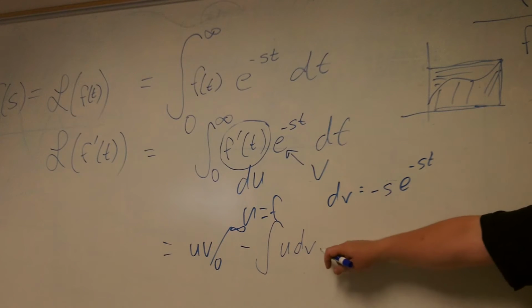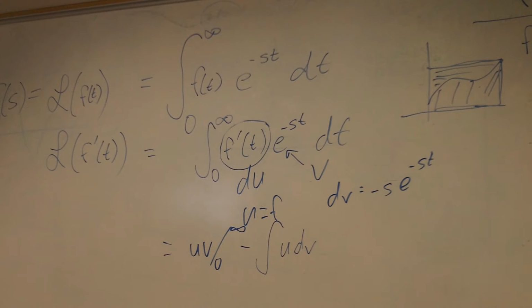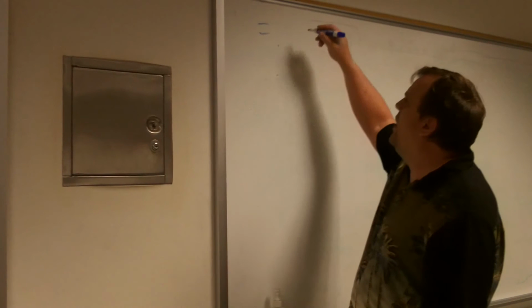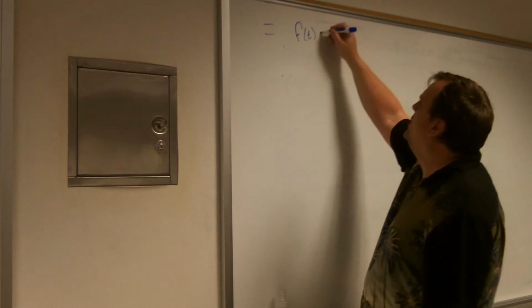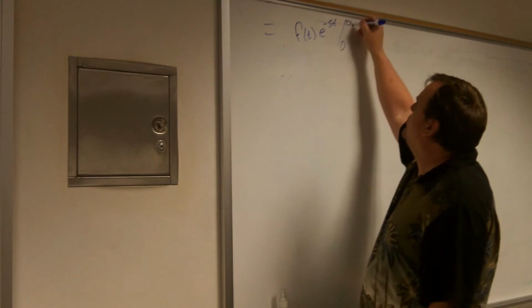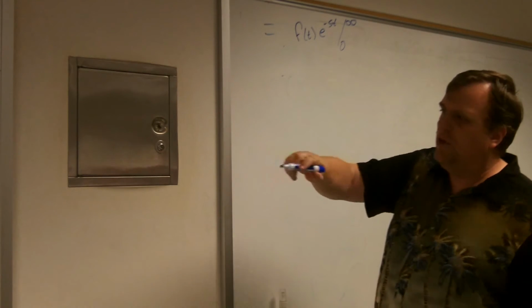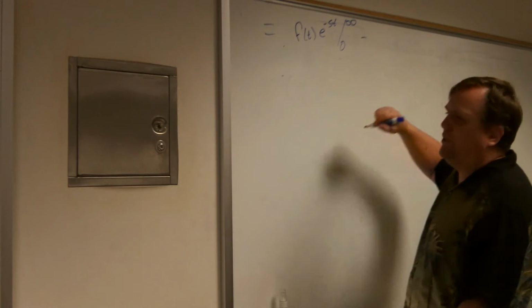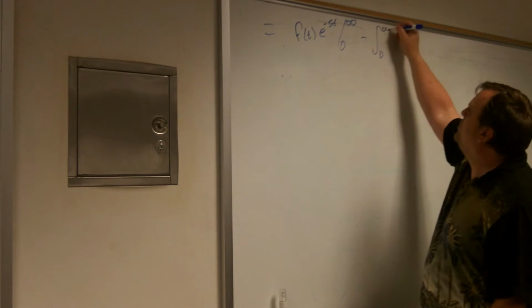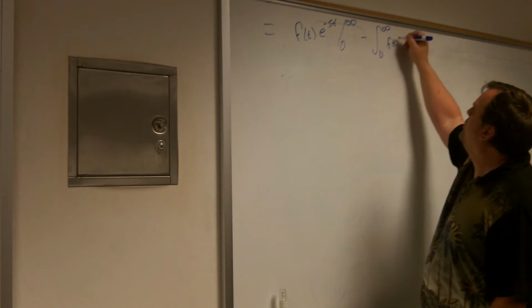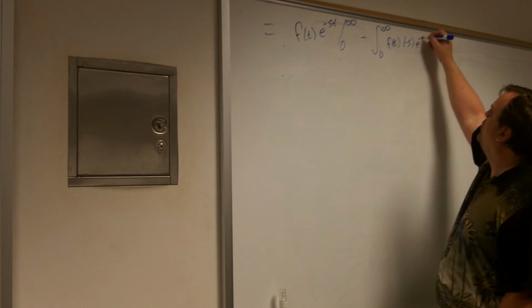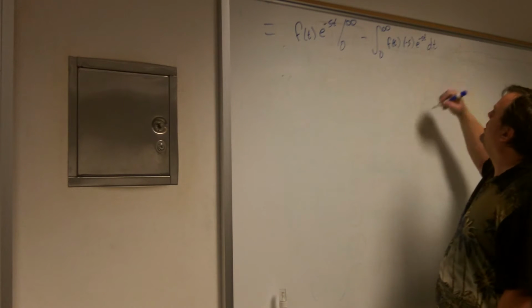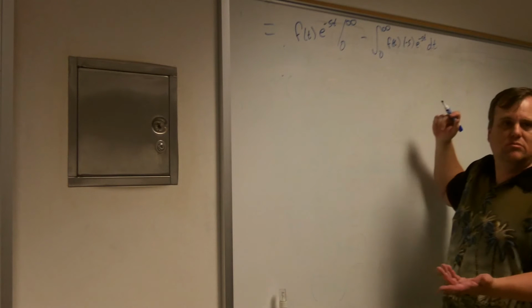So is this getting low for people over there? I'm going to carry over to this side. All right, so I've got equals, and then, let's see, u was my f, times v, and v is e to the minus st from 0 to infinity. And then I've got minus my u, which is f. I get the integral from 0 to infinity of f of t, times minus s e to the minus st dt. And now I take the minus s out because it's independent.